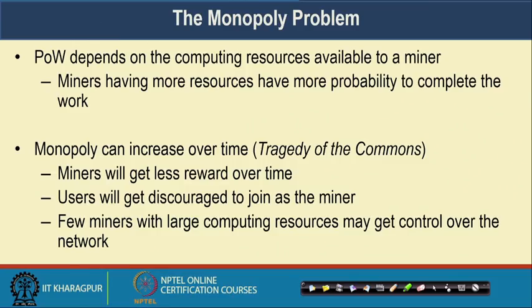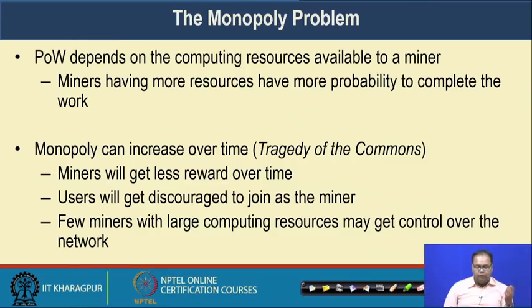Now if a huge number of blocks in the blockchain goes to a single miner, then this miner has the ability to control the entire flow of transactions in the blockchain. So this particular problem we call the monopoly problem in the Bitcoin network, where the miners who have more resources have more probability to complete the work.